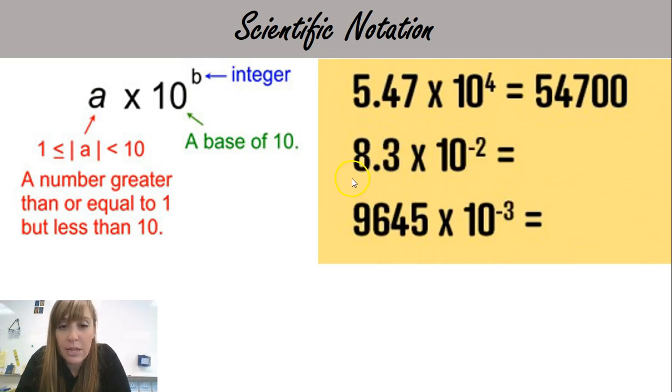This guy, since it's times 10 to the negative 2, it really means divided by 10 twice. So here's where the decimal would move if I divided it by 10 once. And then I'm going to do it again. The decimal is going to come here. Notice between these spots I had 1 empty bump, so it's going to be 0.083.